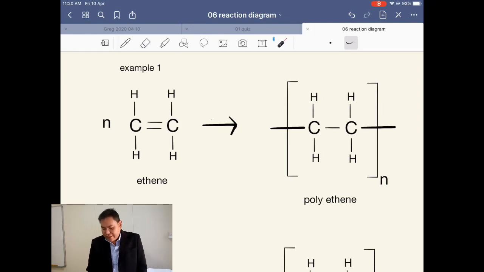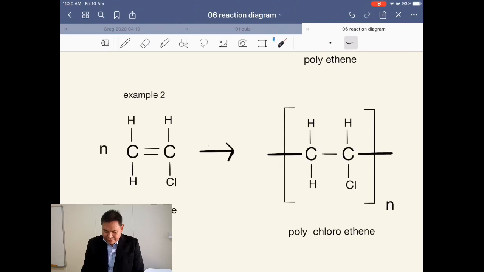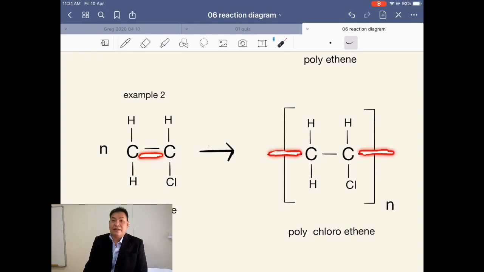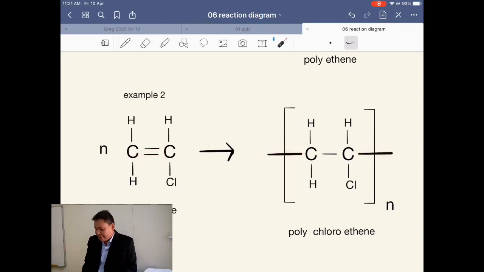Example 2 is chloroethene. Chloroethene is very similar to ethene, just that one of the hydrogens you replace with chlorine. Then the rest are hydrogen. So the same thing here. This bond breaks up to form this bond and that bond. You get polychloroethene, and polychloroethene is another type of plastic, a harder one, like your ruler. If you have a plastic ruler, it is polychloroethene, right?